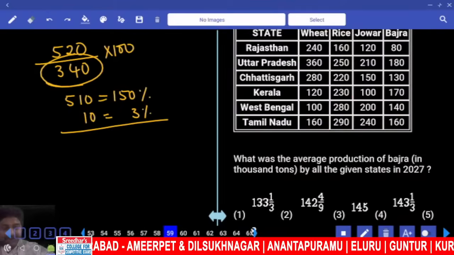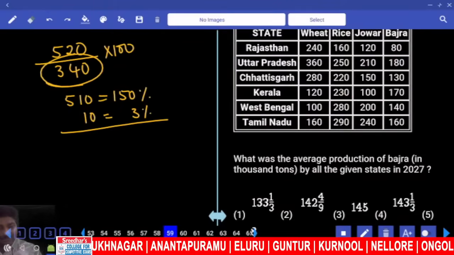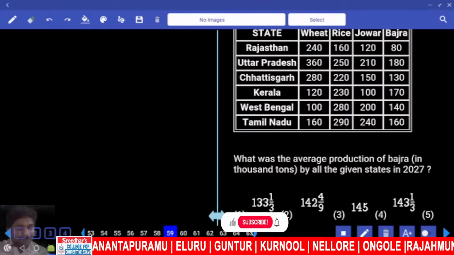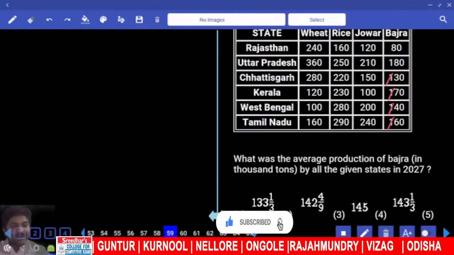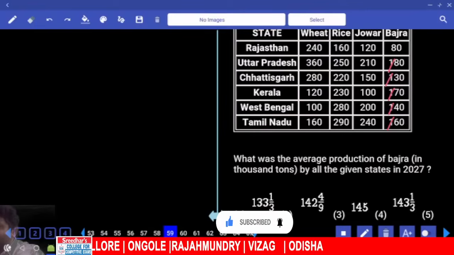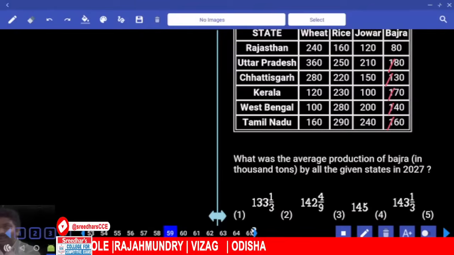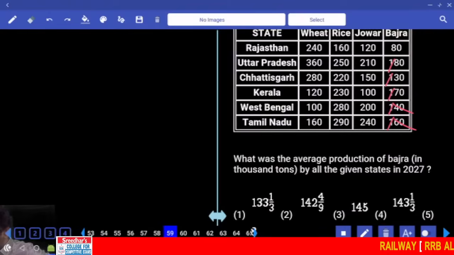What was the average production of Bajra by all the given states in 2027? Bajra, right. Now again look at these numbers. 100, 100, 100, 100, 100. Everywhere 100 is there, right? Except one state. Which is that state? And for Rajasthan also we have to allot 100, correct? Let me take 40 and 60. So every number is 100. Every state is 100, 100, 100 equalized.